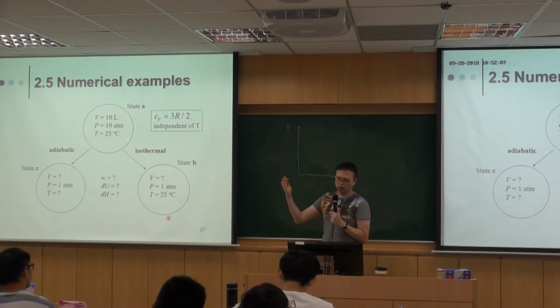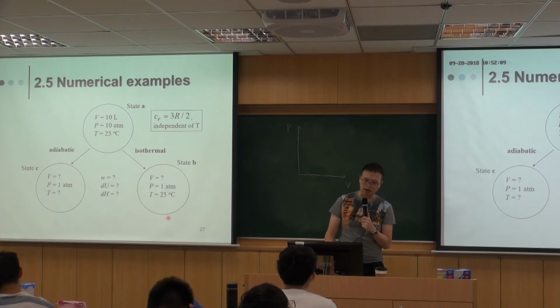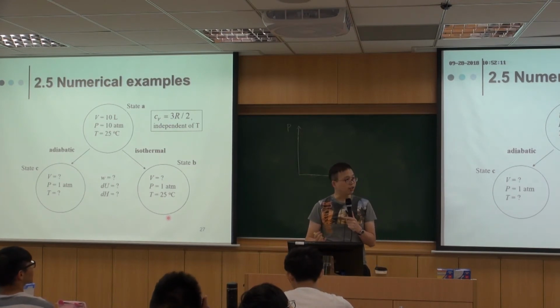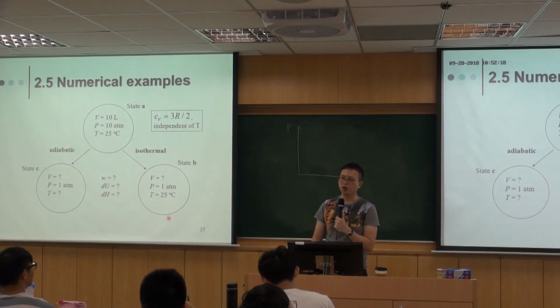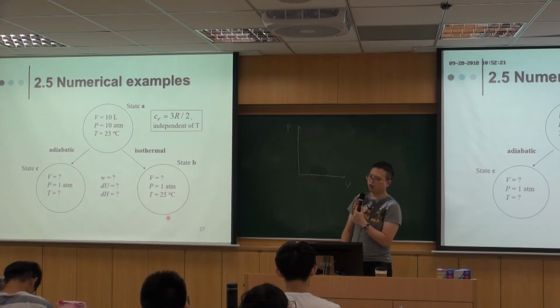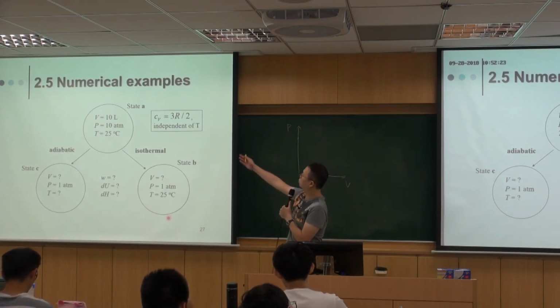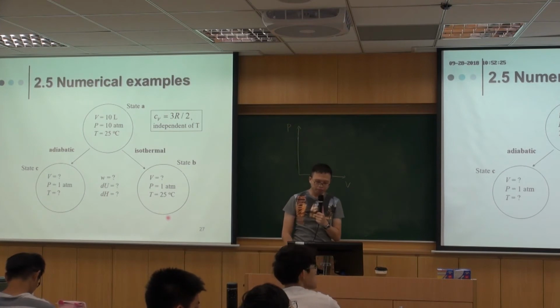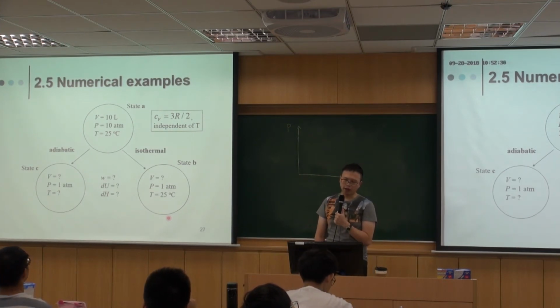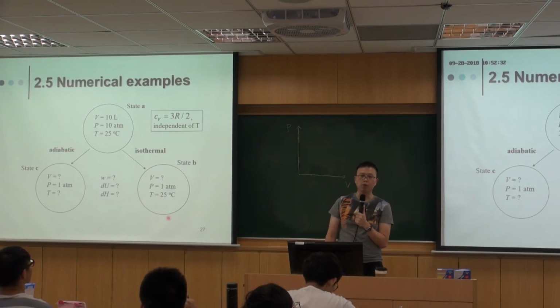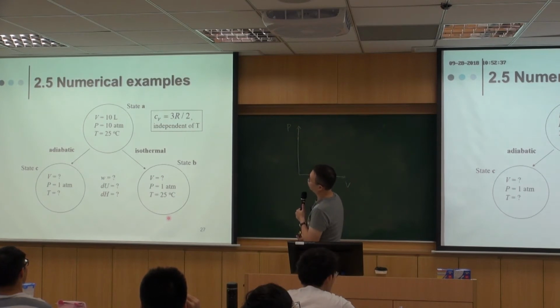For this example, we will start from an ideal gas with monoatomic particles, which means that CV is 3R/2, and it's not a function of temperature. So again, ideal gas. We'll start from a state called state A, which has a volume of 10 liters, a pressure of 10 atm, and a temperature of 25 degrees Celsius.